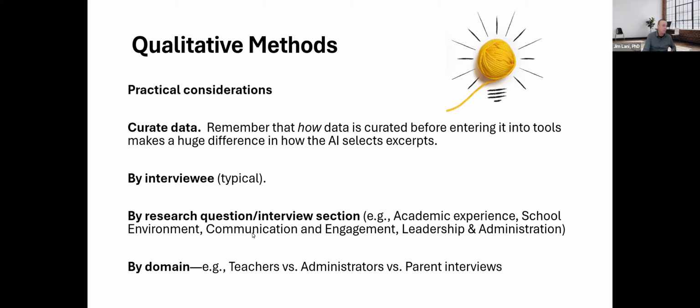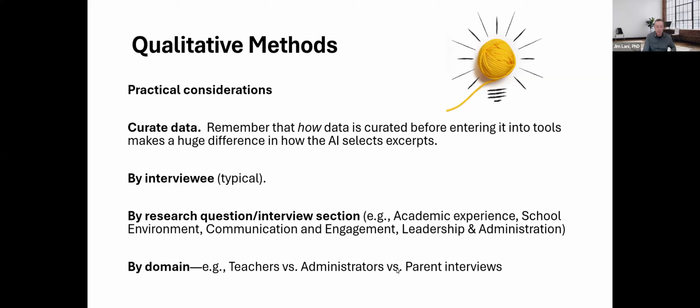But there's other ways you could do it. So by research question or interview section, maybe your survey is asking about academic experience or school environment or communication and engagement and so forth. And maybe some of the surveys are broken up into those sections. You may want to create several data sets. So I would have 7 data sets of just folks' responses around academic experience and make that a project. Okay. Then I have school environment. Maybe the second, fourth of this interview deals with school environment. And I have 7 of those. Keep them separate so I know who said what. But just to know that that's going to really make sure there's no bleeding over of other questions. Okay.